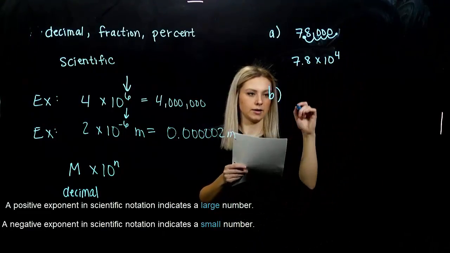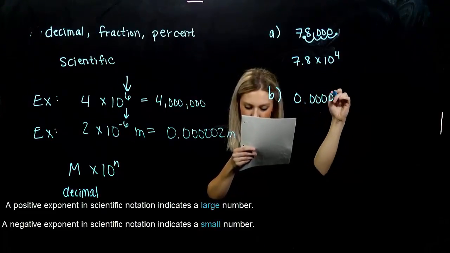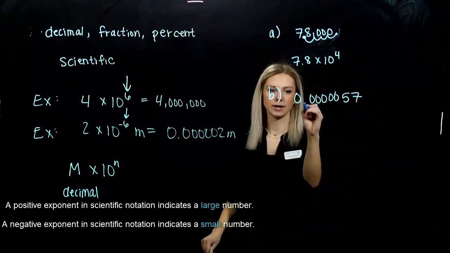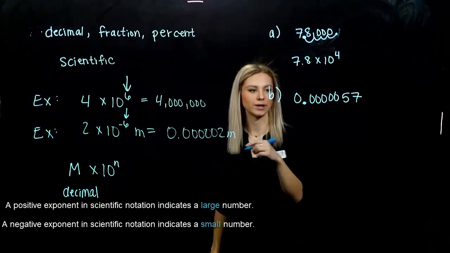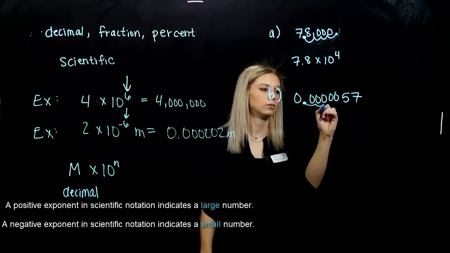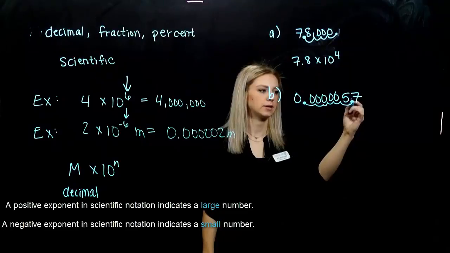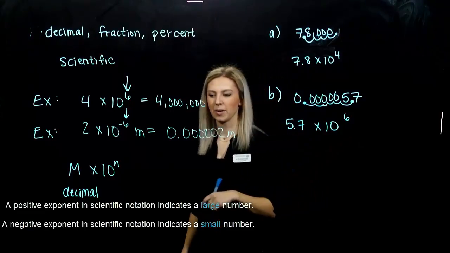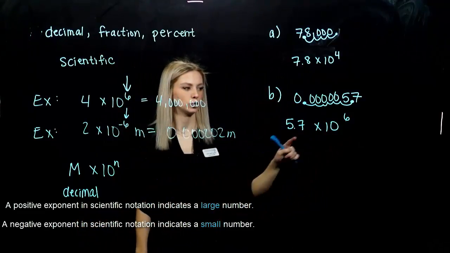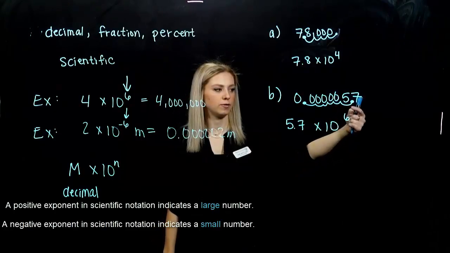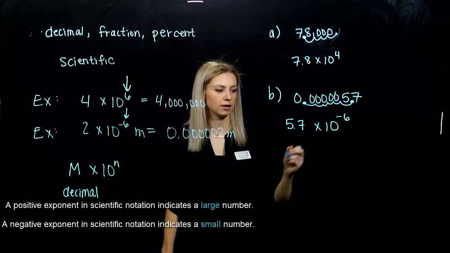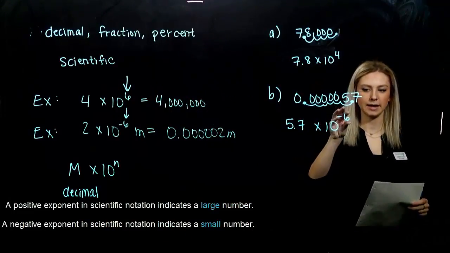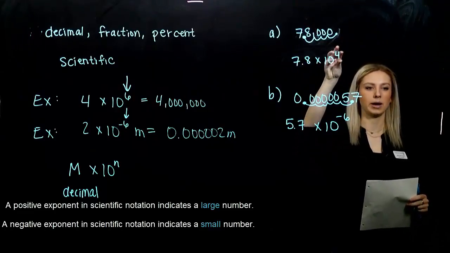And for part B, I've got 1, 2, 3, 4, 5 zeros, and then 5 and 7. So again, here's my decimal. To move it to a number between 1 and 10, what are we looking at? 1, 2, 3, 4, 5, 6 decimal places. So 5.7 × 10. And is my 6 going to be positive or negative? So when my decimal is here, I need to move it in the negative direction to make the number that I started with. It's going to be really small. So really small, we're looking at negative power. Really big, we're looking at positive power.